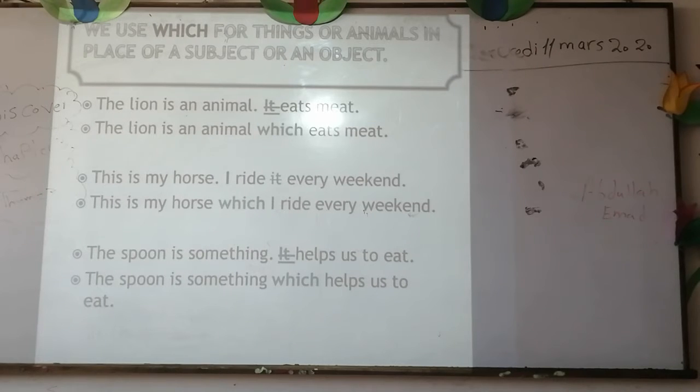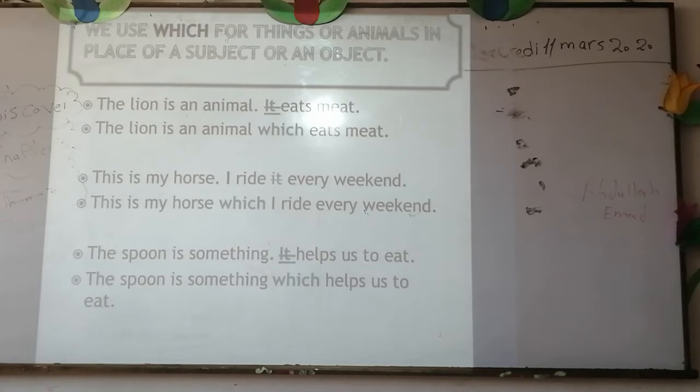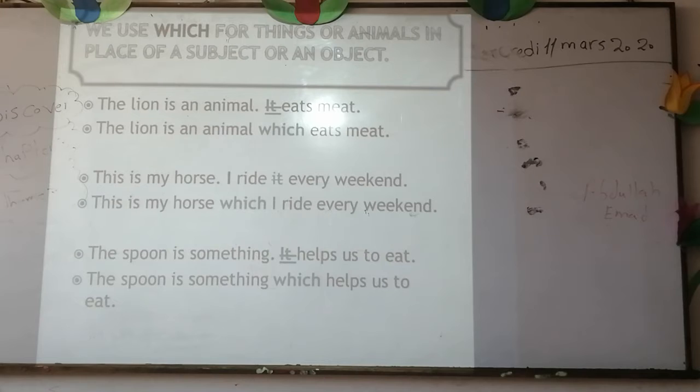Number 3, the spoon is something, it helps us to eat. We're gonna use which to join the two sentences. I'm not gonna change the first sentence. The spoon is something, and I'm gonna cross it from the second sentence. The spoon is something which helps us to eat.